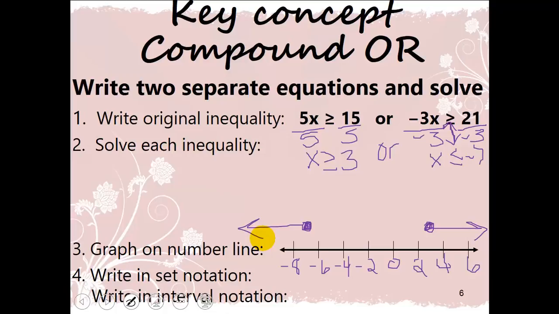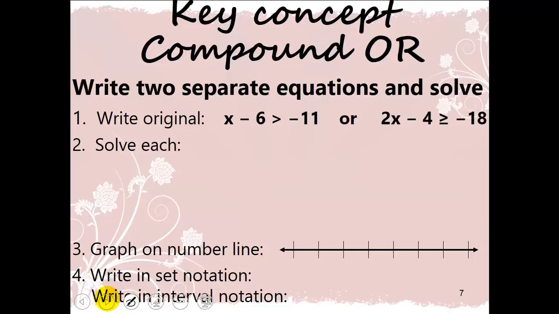Set notation, all x's such that x is less than or equal to negative 7 or x is greater than or equal to 3 in a brace. In interval notation, we have negative infinity to negative 7. Negative infinity, infinity always has a parenthesis, negative 7 always has a bracket. Sorry, that's not fitting in there. Union, bracket 3 to positive infinity, parenthesis.